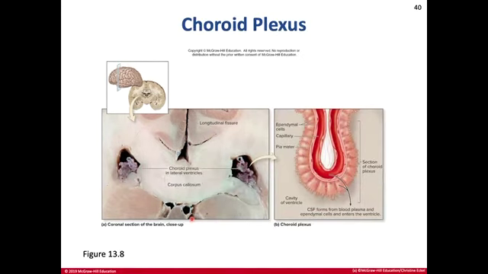Okay, so you can see what the choroid plexuses look like here, right? These are the ependymal cells, right? These are the capillaries, and then this is the space. This might be a ventricular space, for instance, okay? And that's where the CSF would first appear.